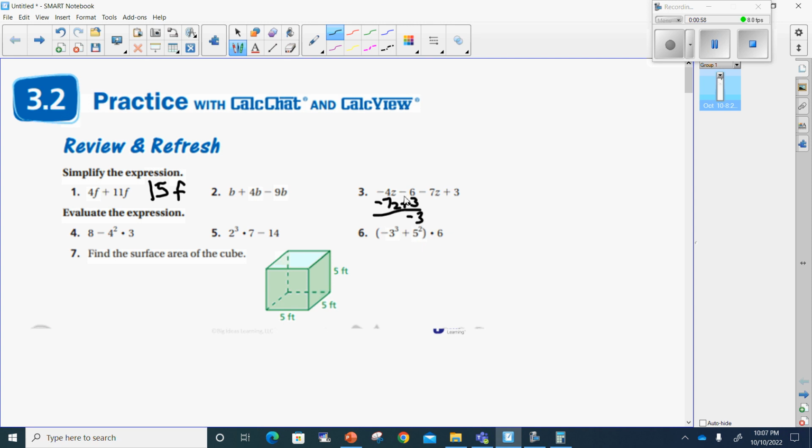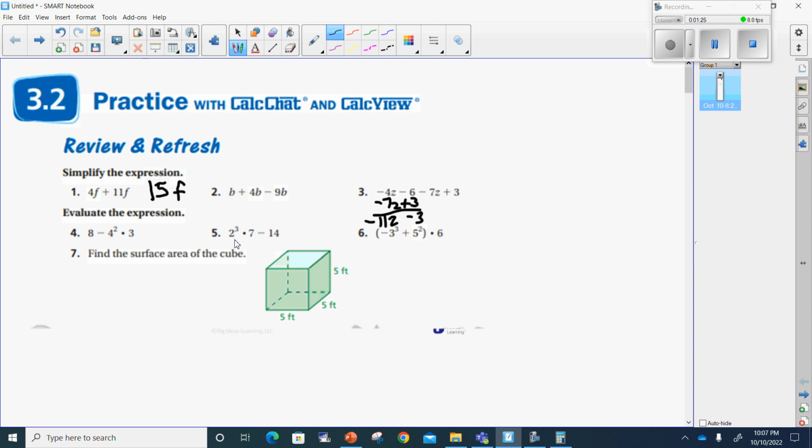Because when my signs are different, I find the difference. That means I take the big number minus the small number. That's 3. And I keep the sign of the big number, negative. Then I have a negative 4 and negative 7. Well, when my signs are the same, I find the sum. 7 plus 4 is 11. So that would be 11z. And then when my signs are the same, I also keep the same sign. So this would be negative 11z minus 3.